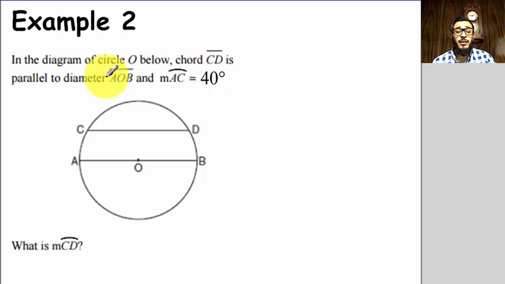Let's try another example. It says in the diagram of circle O below, chord CD is parallel to diameter AOB, and the measure of arc AC is equal to 40 degrees. The way we read this notation is the measure of arc AC equals 40 degrees. Okay, so let's label what we got so far. We know that these two segments are parallel to each other, and we are also told that the measure of arc AC is 40 degrees.